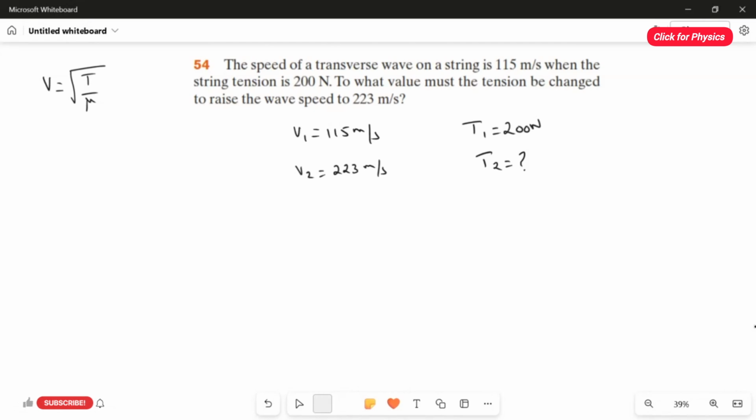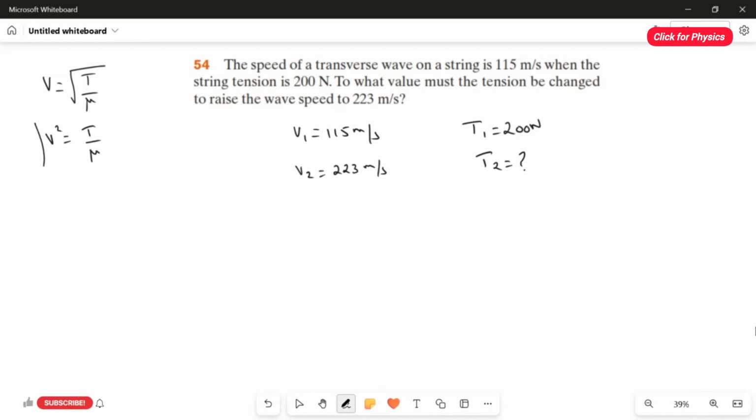So I'm going to frame this formula for these two different values of the speed as well as the tension. Better we can write this equation without the square root, because we have to find the value for T2. So to avoid the square root, we have to square this equation, both left hand side and right hand side. If you square, what you will get? V squared, which is equal to T over mu. So the equation will be like this.